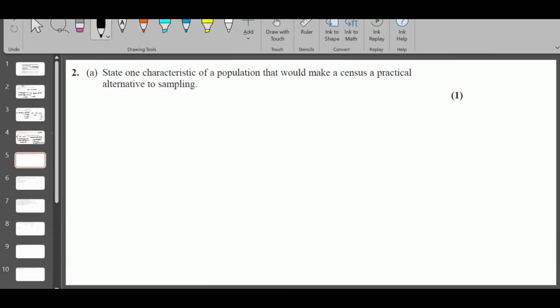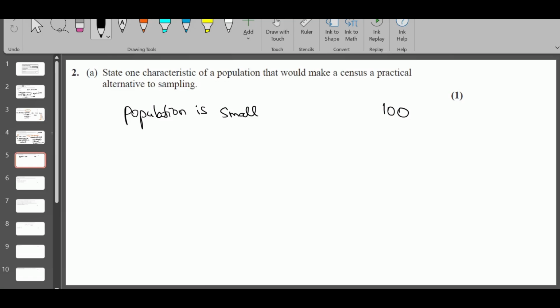State one characteristic of a population that would make a census a practical alternative to sampling. If the population is small, you don't have to take a sample. Let's say you want to take a survey in a school of 1,000 students. You would rather take a sample of 100 students and take the survey, right? But let's say that particular institute has only 100 students. You don't need to take the sample. You can just talk to every one of them.